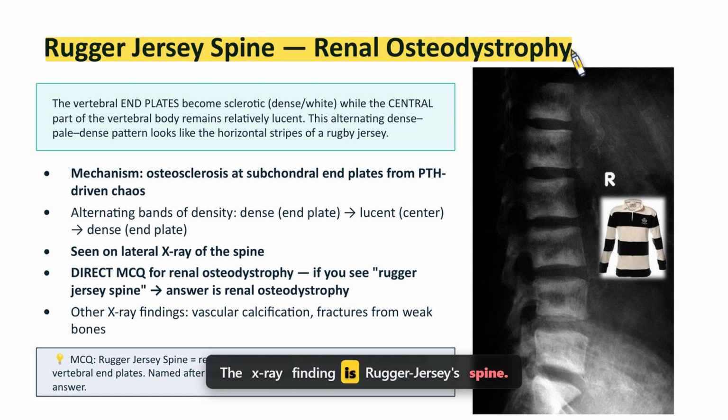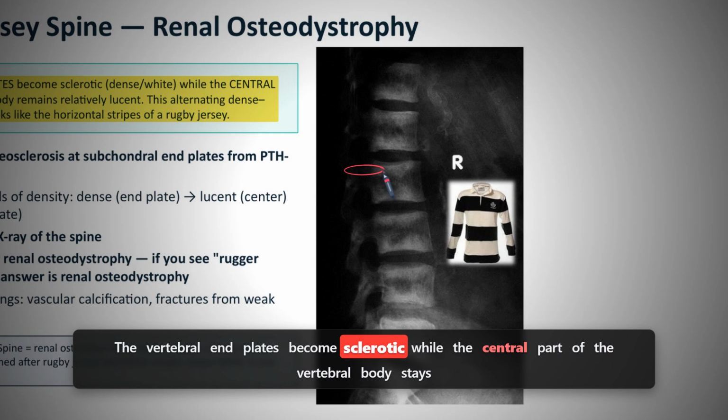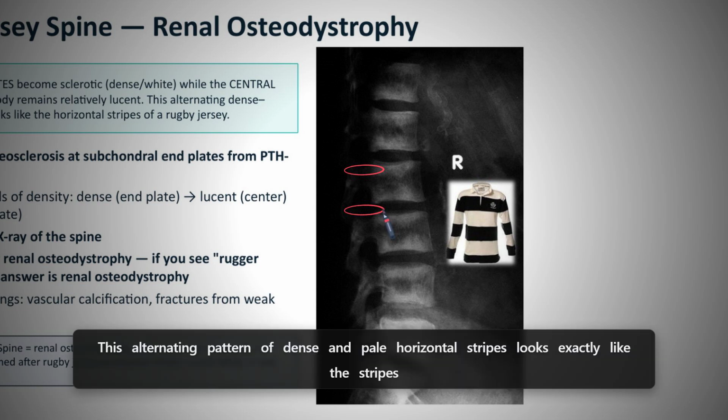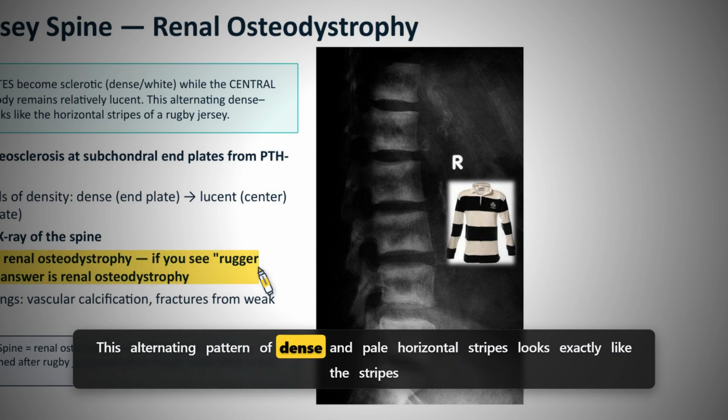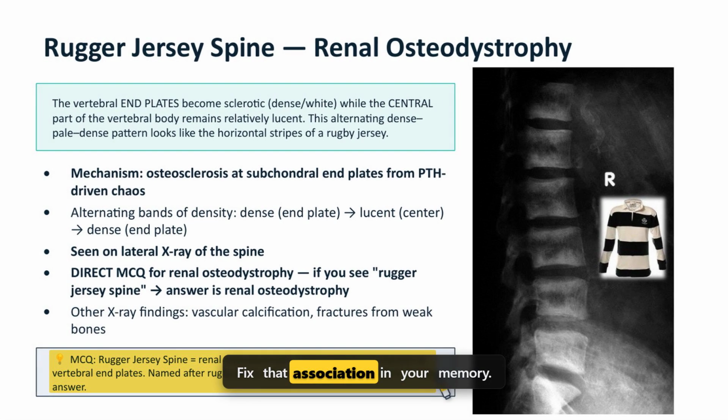The X-ray finding is rugger jersey spine. The vertebral end plates become sclerotic while the central part of the vertebral body stays relatively lucent. This alternating pattern of dense and pale horizontal stripes looks exactly like the stripes on a rugby jersey. Rugger jersey spine is a direct MCQ answer for renal osteodystrophy. Fix that association in your memory.